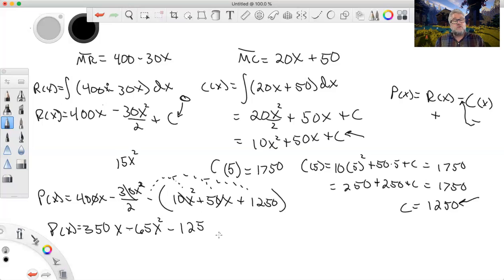If we're now asked what's the optimal profit, how many units do we have to make, then we would differentiate this thing just like we did in other chapters. So that'd be 350. 65 times 2 is 130. So here's our marginal profit, and we could set it equal to 0, and we could solve for x, the critical value, and that will be the value that maximizes our profit.